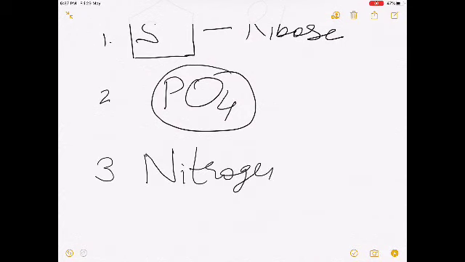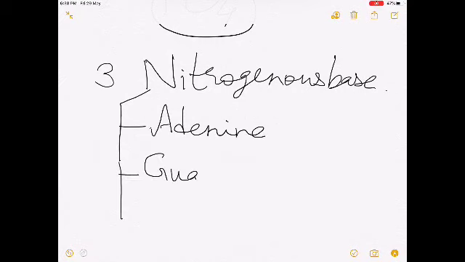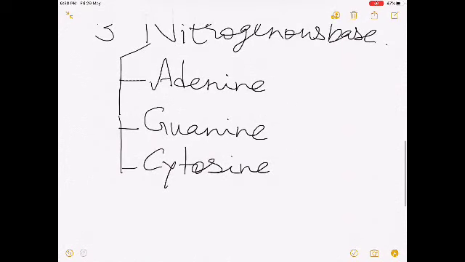Nitrogenous bases are of 4 types. Number 1 is adenine. Number 2 is guanine. Number 3 is cytosine. Number 4 is thymine.